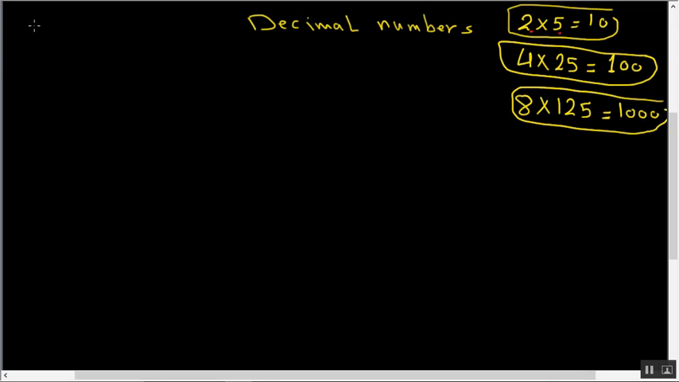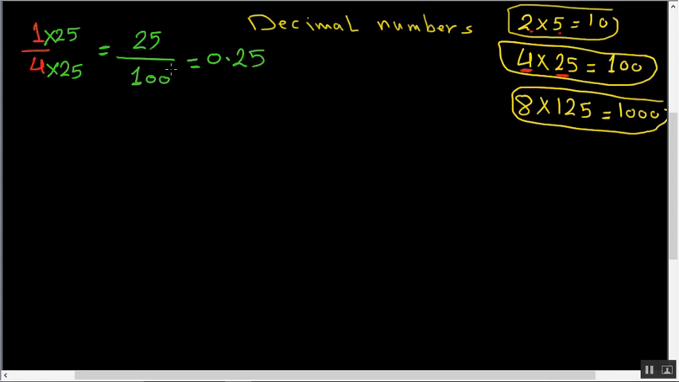Here we have 1 over 4. Down at the denominator we have 4. We have 4 times 25, it will be 100. So we say 4 times 25, and also up it will be times 25. 1 times 25 equals 25, and here 4 times 25 equals 100. So the result equals 0.25. So 1 over 4 equals 0.25.